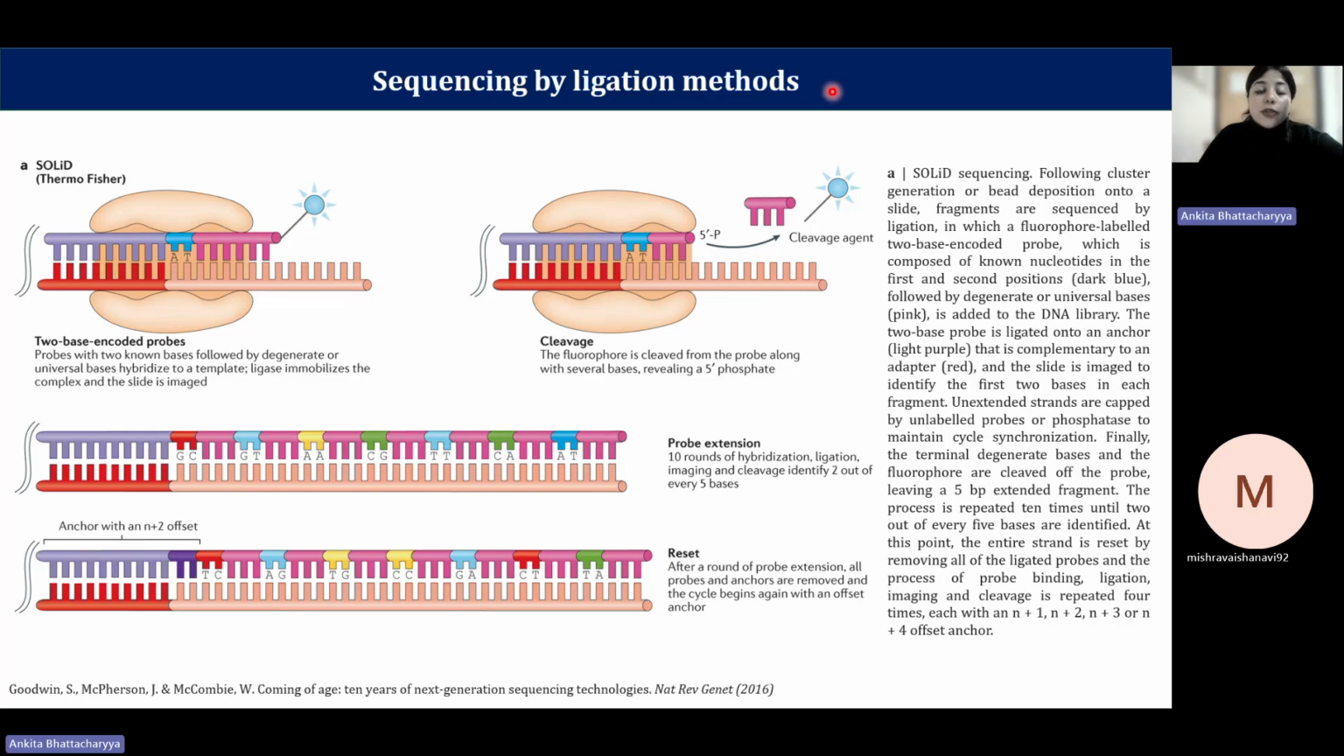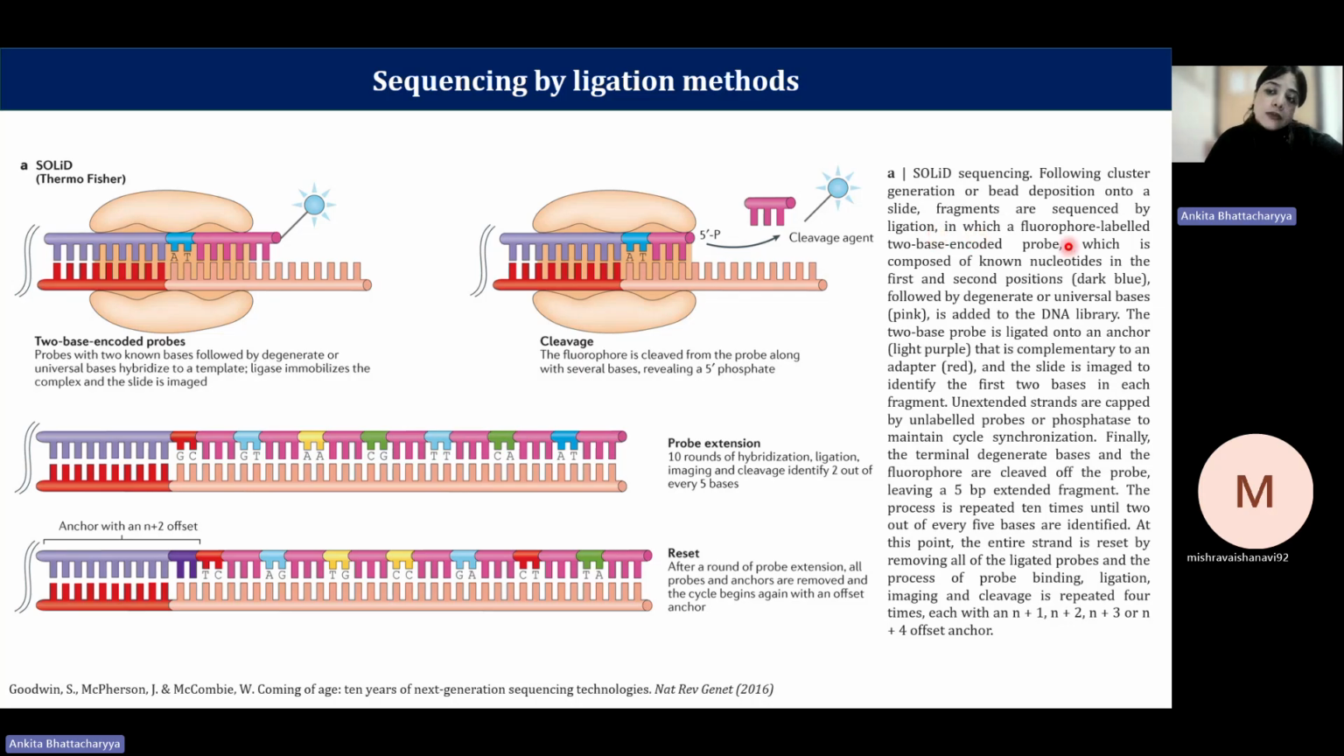In contrast, when you talk about sequencing by ligation method, it is different. It sequences short stretches and then it connects them together by ligation and then decodes what is the sequence within that region. So the example of this is SOLiD sequencing, again, something we have already discussed, which relies upon emulsion PCR. So following cluster generation or bead deposition onto a slide, the fragments are sequenced by ligation.